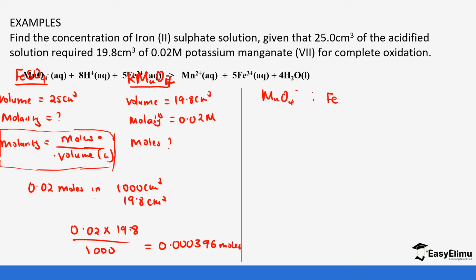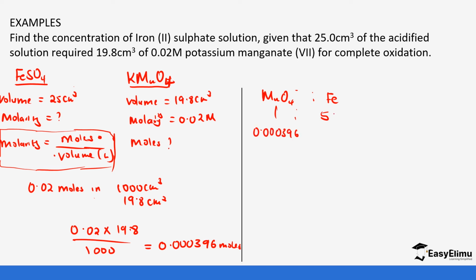So if you look at the equation, you'll notice the mole ratio for the potassium permanganate 7 to the iron is going to be 1:5. So we already have the moles of the permanganate 7, which is 0.000396, and for the iron, the ratio is 1:5. So if you want to get the moles of the iron, we are going to say 0.000396 times 5, which is going to give us 0.00198 moles.